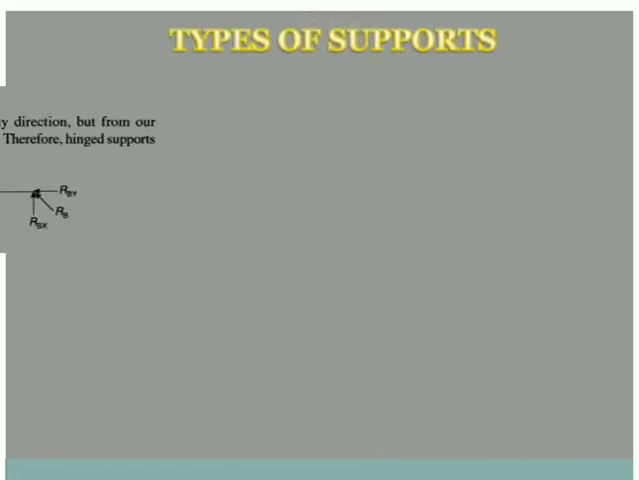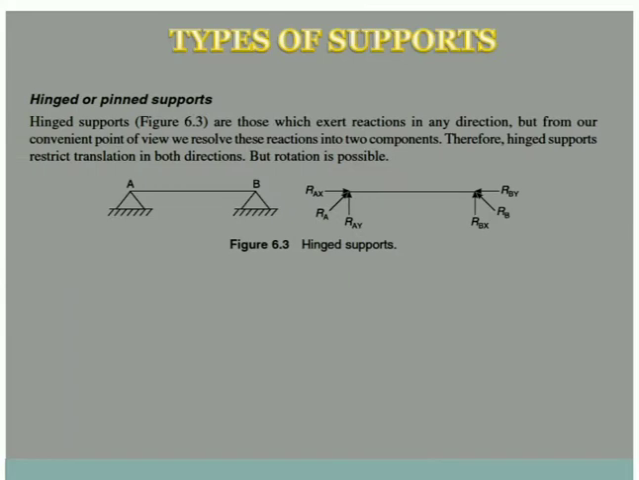Now let's come to the next type of support, which is very important and most commonly used, which is termed as a hinge support or a pinned support. These are the supports which exert reaction in any direction, but from our convenient point of view we resolve the reactions into two components. Therefore hinge supports restrict translation in both the directions, but rotation is possible.